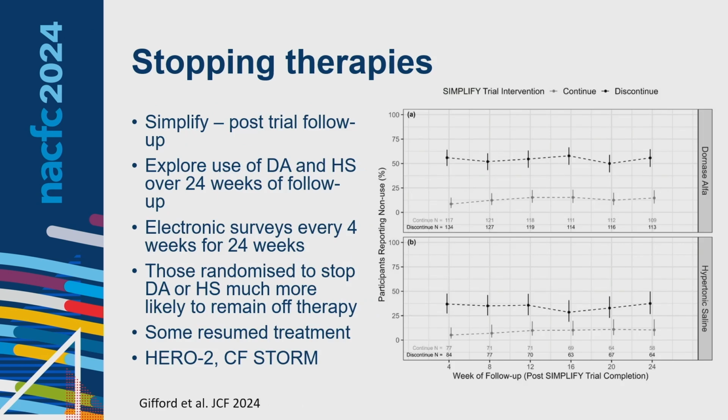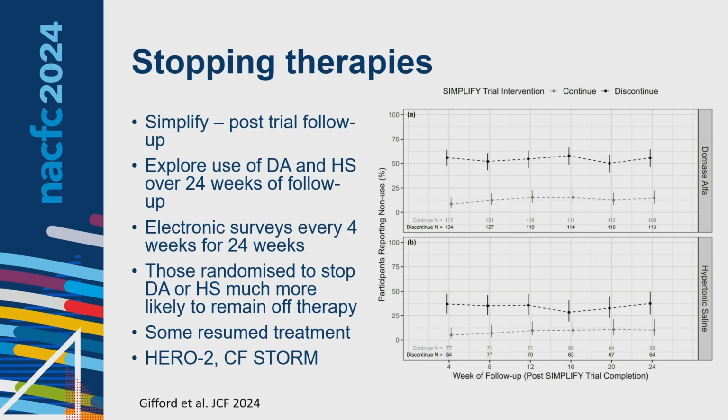This was a follow-up paper. There have been other follow-up papers on mucociliary clearance and so forth. This was a follow-up paper from the group, and this was framed on the basis of looking at what happens after a clinical trial. So you may be randomized to A or B, but what do you do after the trial is over? So this was to explore the use, again, of Dornase alfa and hypertonic saline over the 24 weeks of follow-up.